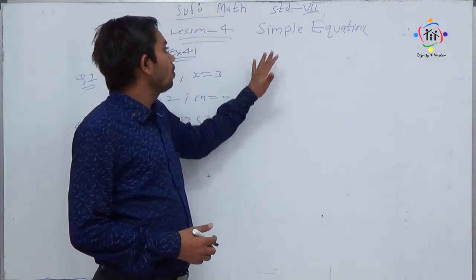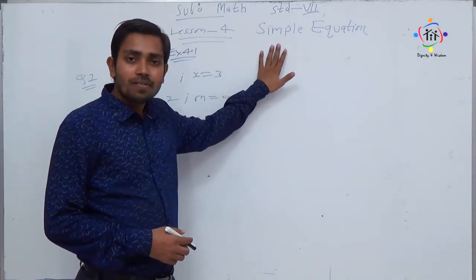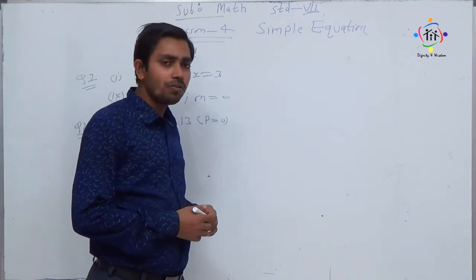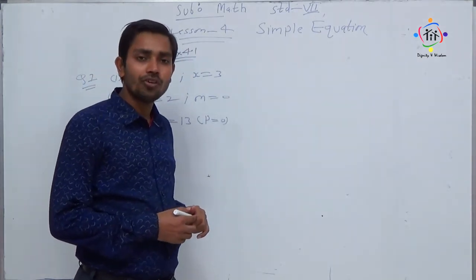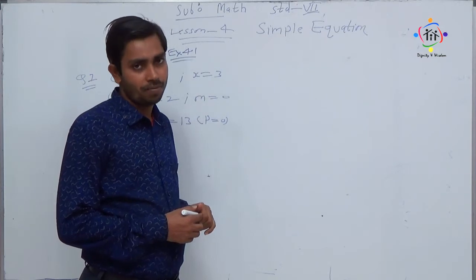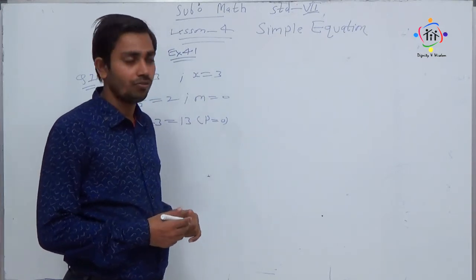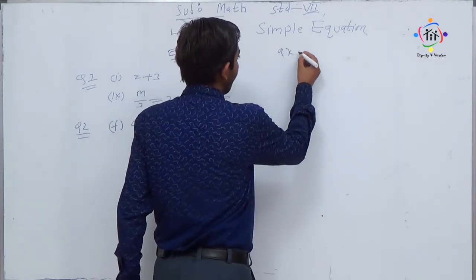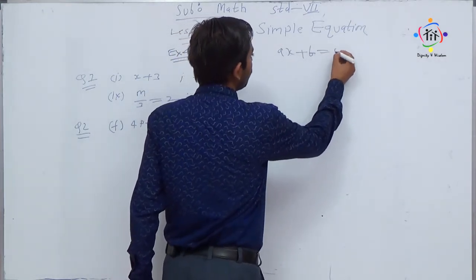Today we are going to proceed with lesson number 4, simple equation. My dear students, what do we mean by simple equation? Simple equation means we are going to learn about linear equation in one variable. That is called simple equation, my dear students. Generally, we can write it as ax plus b is equal to 0.